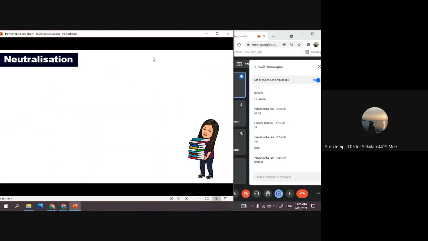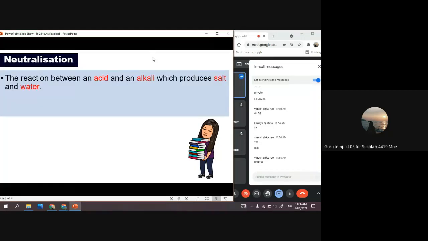So what is actually neutralization? It is actually the reaction between an acid and an alkali which produces salts and water. Okay, so you need to remember and know this.